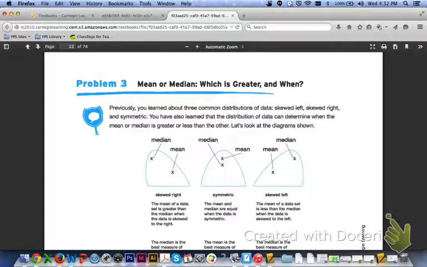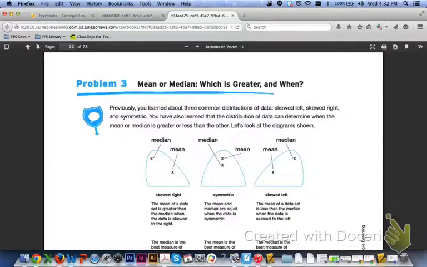So problem 3 says mean or median, which is greater and when. It says previously you learned about 3 common distributions of data: skewed left, skewed right, and symmetric. You've also learned about the distribution of data and that it can determine when the mean or median is greater or less than the other. So take a look at the diagram or diagrams shown below. The one on the left is skewed right.